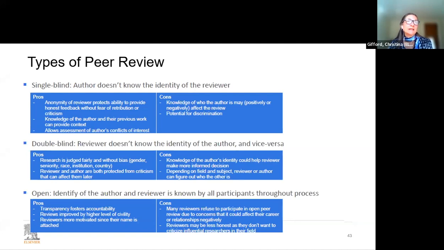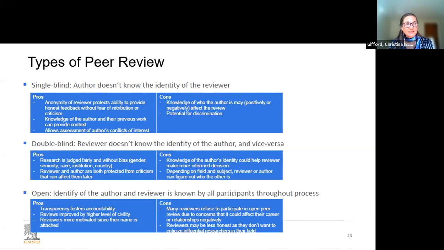And the pros in this case is the research is judged fairly and without bias. The reviewer and author are both protected from criticism that can affect them later. But the disadvantage is that knowledge of the author's identity could help the reviewer make a more informed decision. And depending on the field and subject, even though we say it's a double blind, the reviewer or author can still figure out who the other individual is, just based upon the fact that in many fields, it's a very small community.